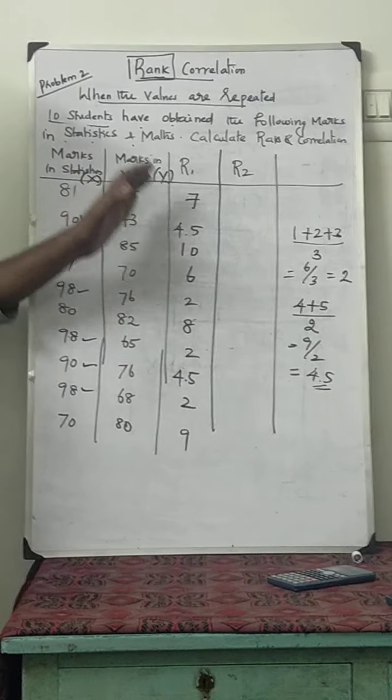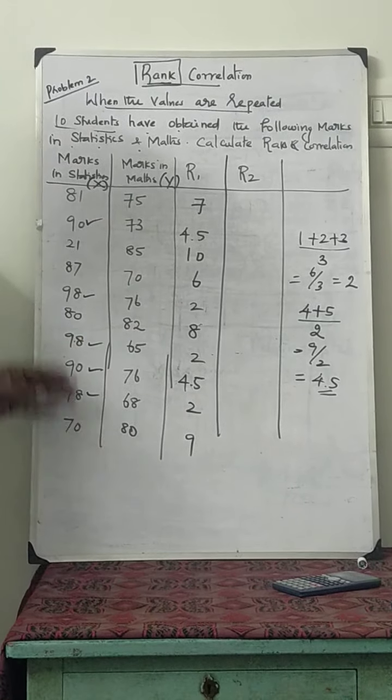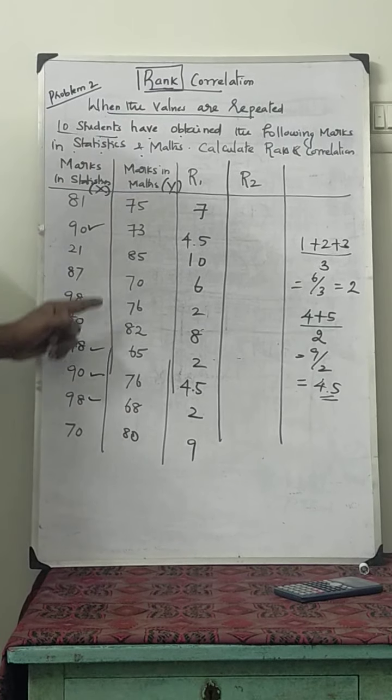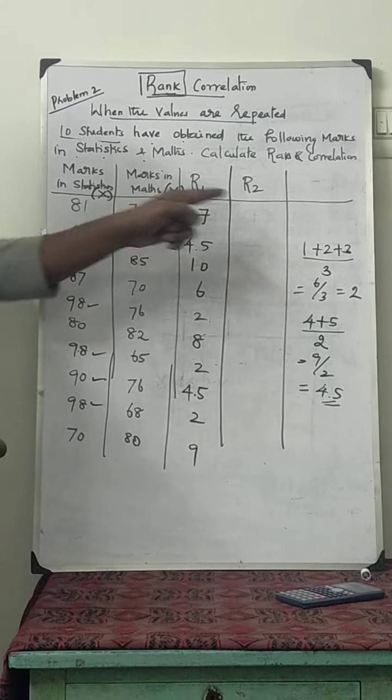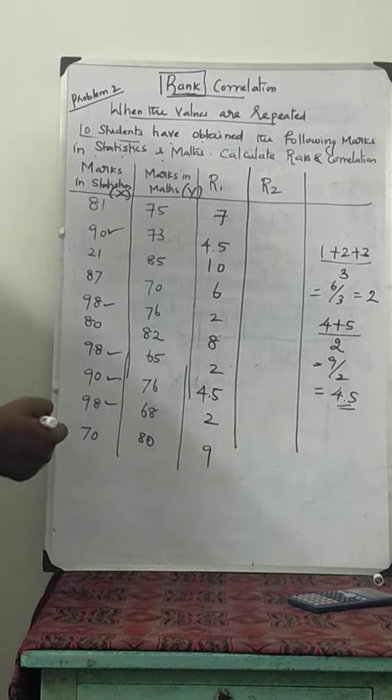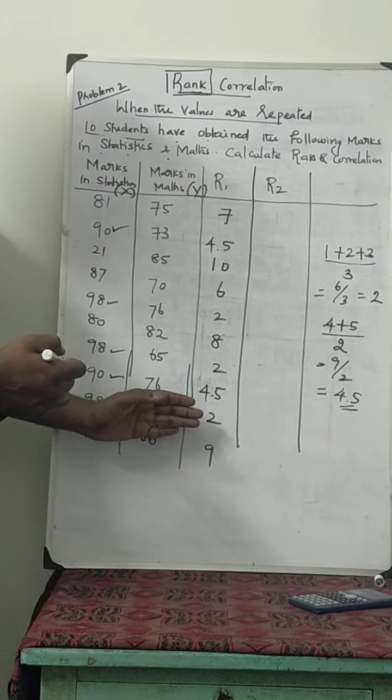Hope you understand. We have to assign the rank like this if the values are repeated, based on this procedure. Now, this is for x, where we have assigned the ranks.